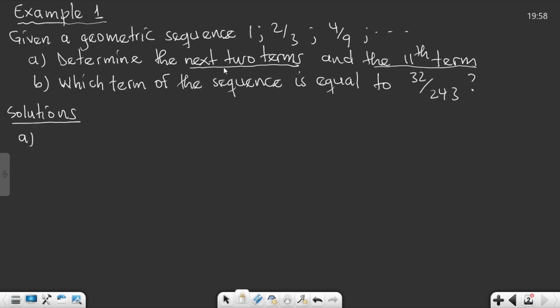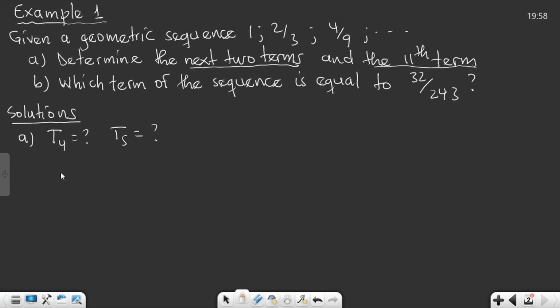Okay, let's start by solving for the next two terms. So that is T4 and T5. Okay, you can see we have T1, T2, and T3 in the sequence. So we need to find T4 and T5.